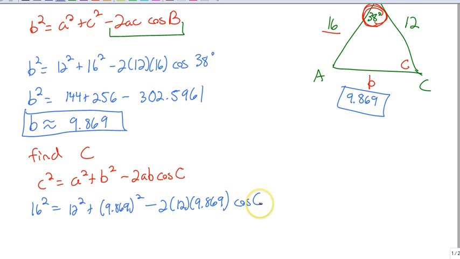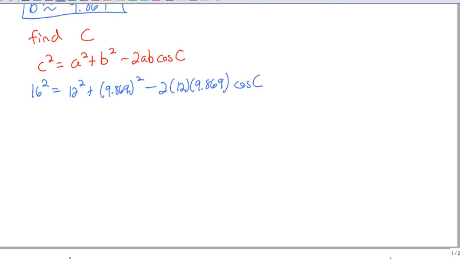cosine of C. Again, this is what I was talking about. You combine these two up here. Do not combine these numbers with the numbers that are attached to the cosine of C. That doesn't work out. So we get 256 is equal to, when I square these and add them, 241.397161. Again, try to leave as many decimals as possible until the final answer. Minus, when I multiply these three together, 236.856 cosine of C. Again, cannot combine these two numbers.